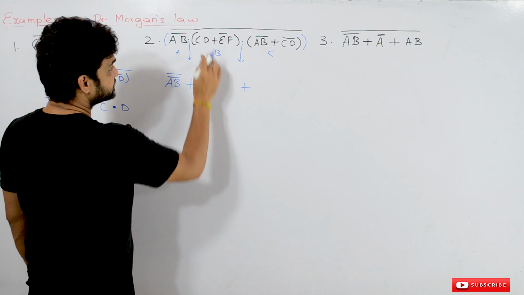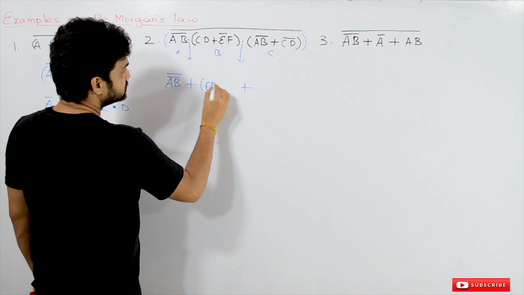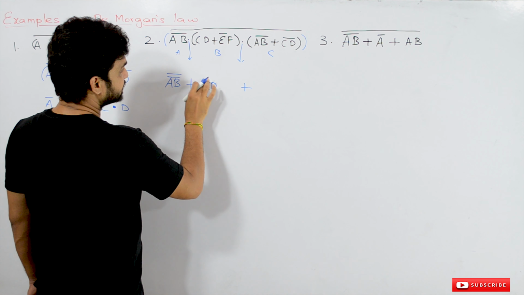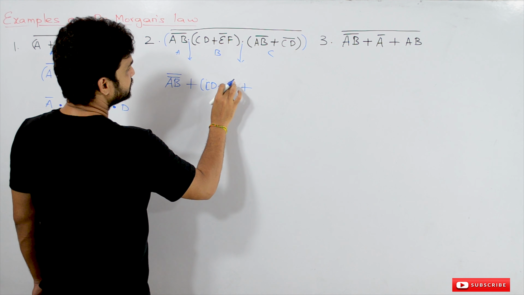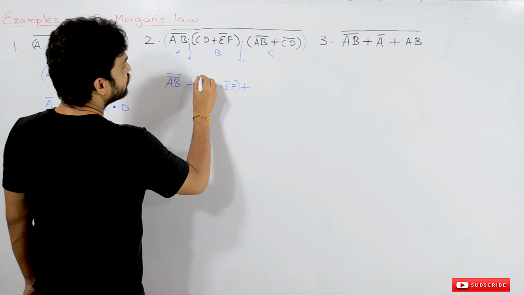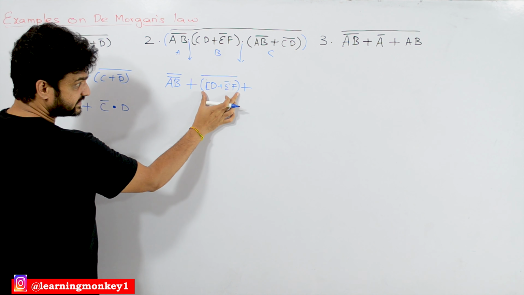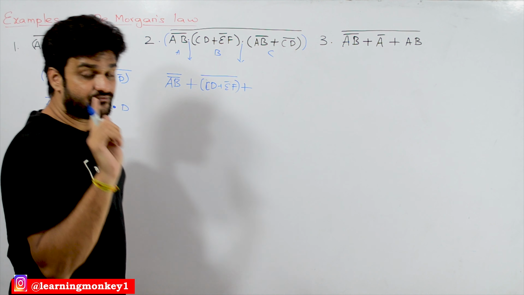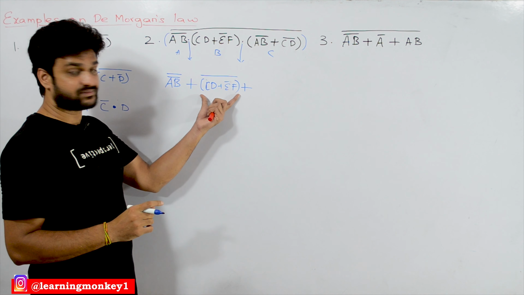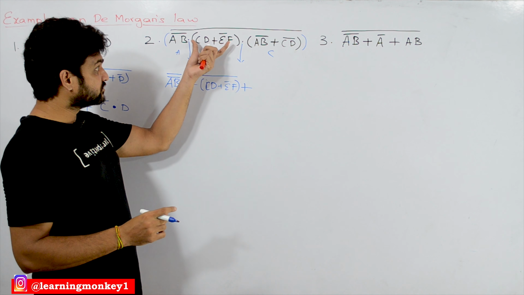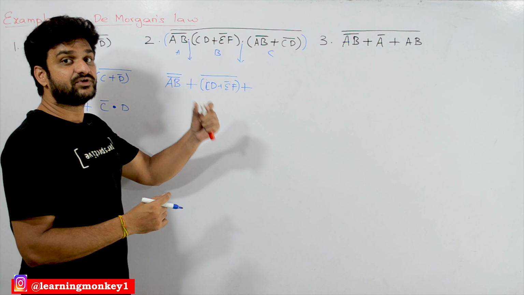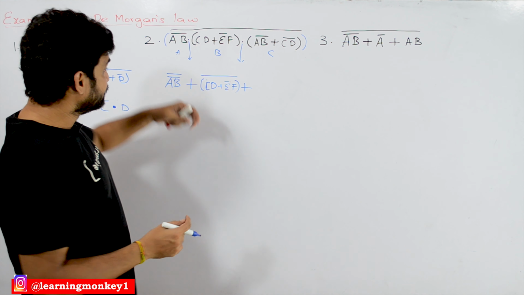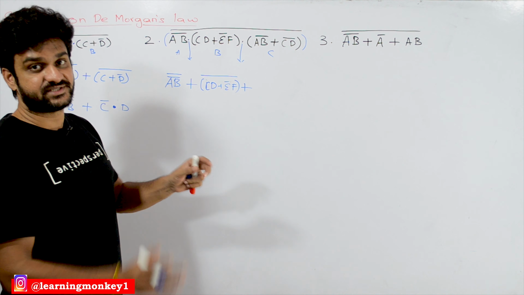And similarly, the second variable is CD bar, the second variable is (CD + E bar F) whole complement. So this entire part is considered as one variable. Later we will try to simplify this. We are not going to directly simplify it, because it creates a lot of confusion. So we will try to simplify it step by step.